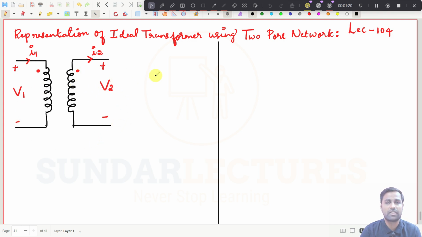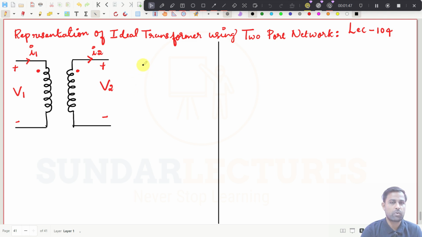We know what an ideal transformer means, because there were so many assumptions taken. There are no winding resistances in the primary side as well as in the secondary side. There are no leakage reactances, and so many things we have in the ideal transformer, right? So we are not going very deep into the ideal transformer, but how we can represent the ideal transformer using a two-port network, that is what we are going to see.